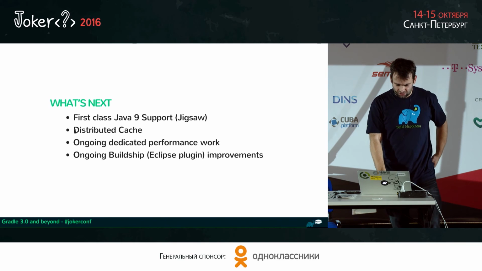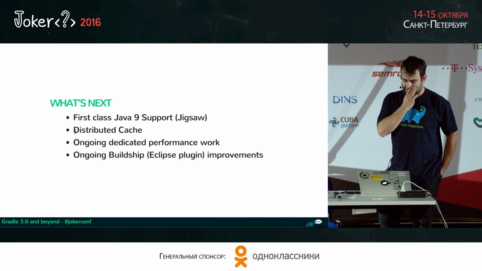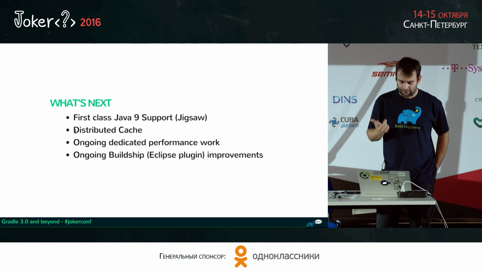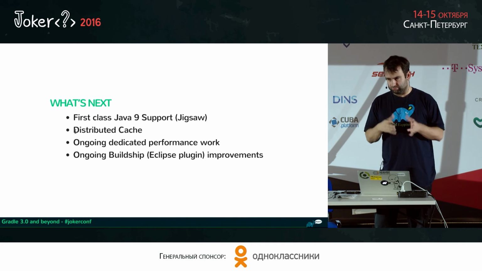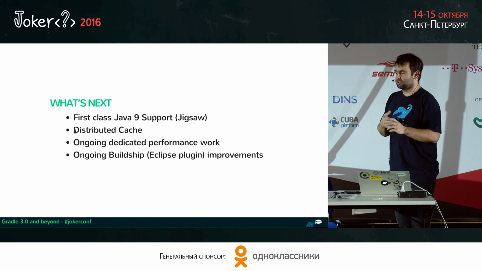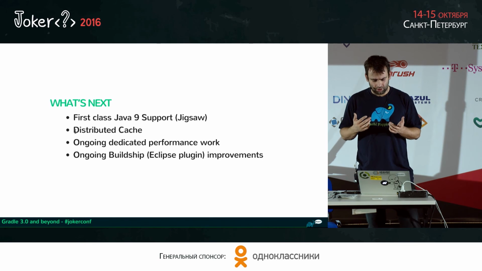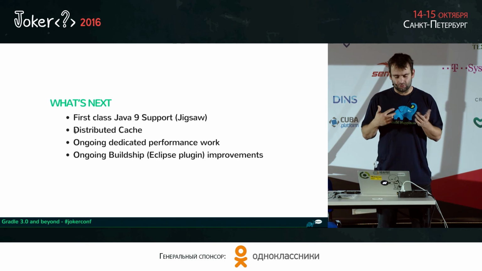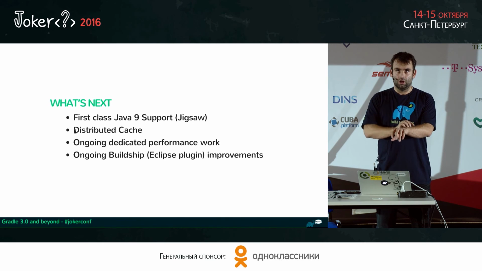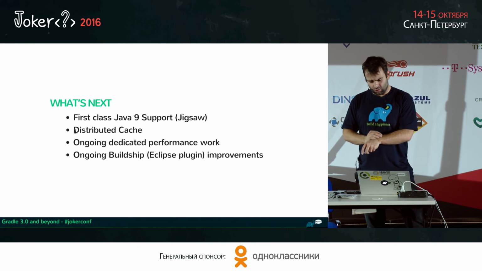The distributed cache, what I showed earlier, is kind of a draft. We want to make that a first-class citizen. It's there, you can use it, but we want to make it more convenient to use and not just have a bunch of system properties. I mentioned earlier we still continue working on that performance work. I guess it will be there for quite a while.